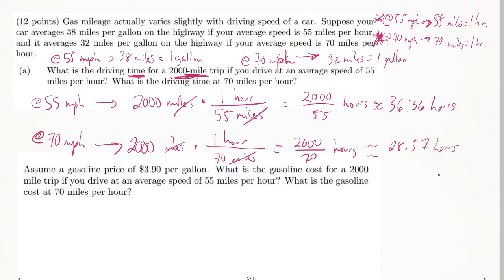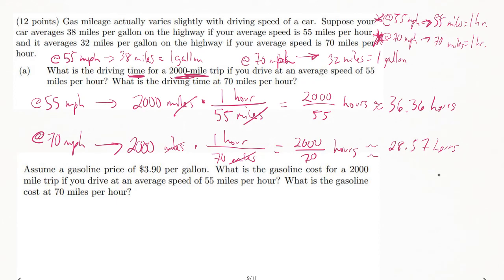So if you drive a little faster, obviously you're going to get there a little faster. So rather than 36 hours and some change, you'll get there in 28 hours and some change. Okay? And some change meaning a number of minutes, by the way. So, questions on that? Okay, I don't see any questions, so let's keep on moving forward.